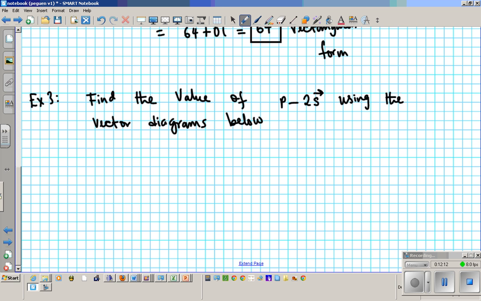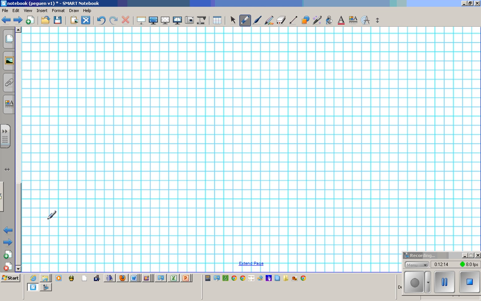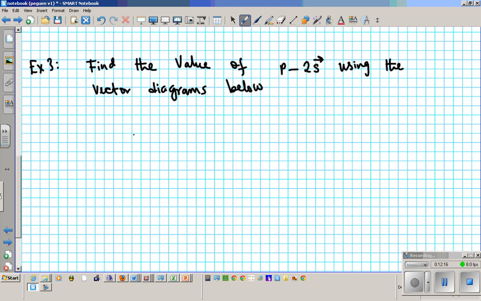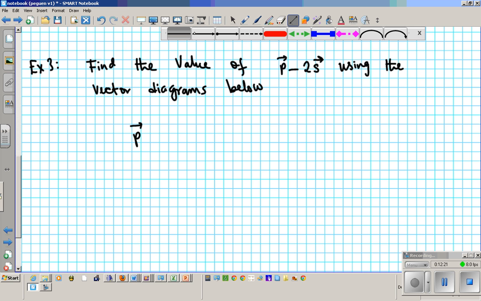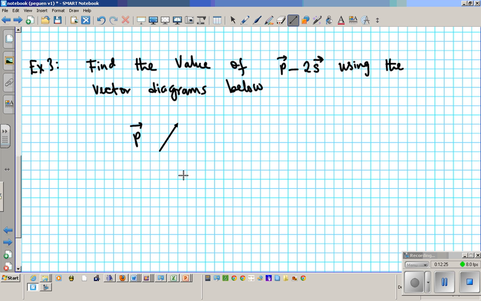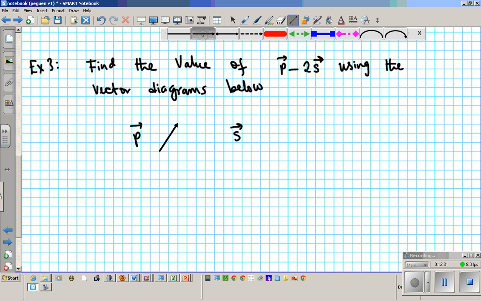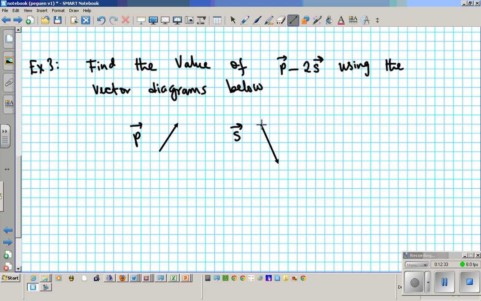Okay, let's say vector p is given by a vector like this, like that, as vector p, and vector s is given by that. Okay? All right, so we're going to look for vector p minus 2s.